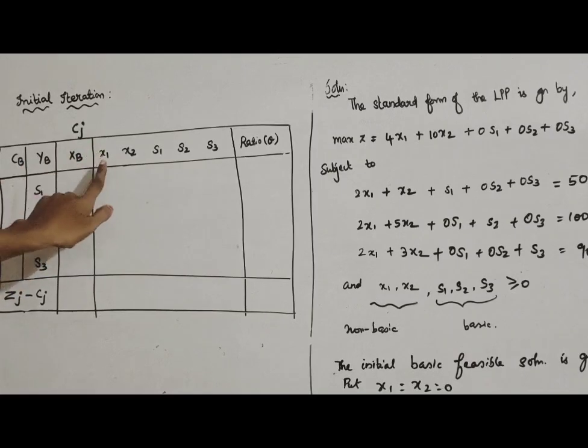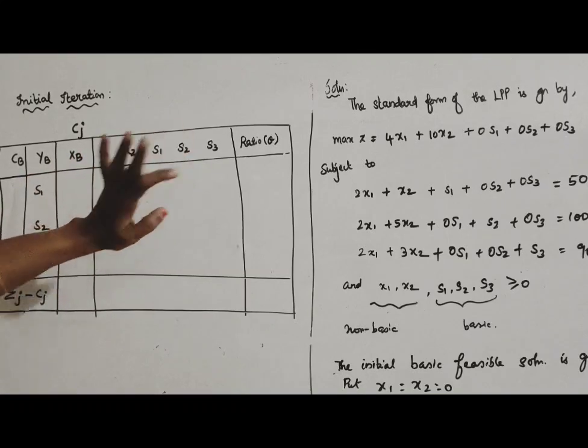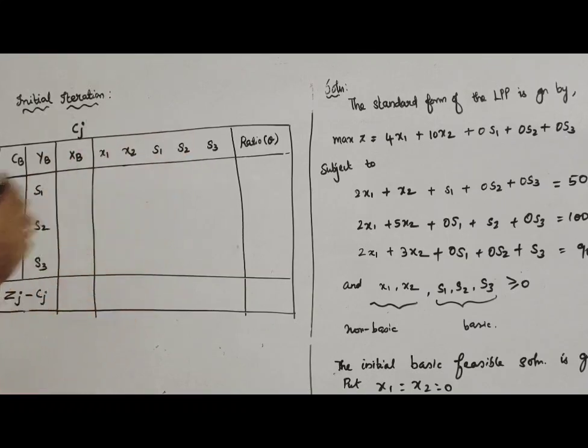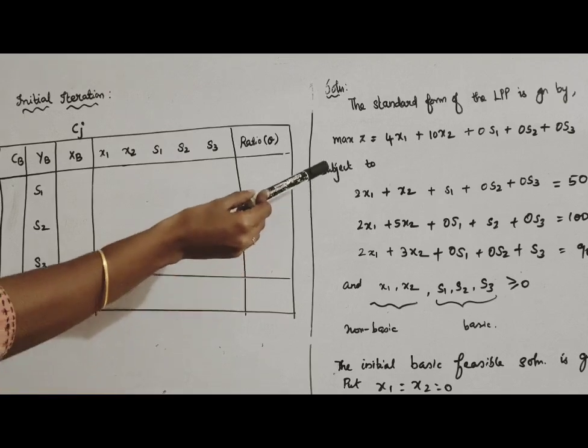You have to write all the variables used in this problem, that is x1, x2, s1, s2, s3. And you have to find the ratio. Here you have to find the value of Zj minus Cj. Let us discuss one by one. Here you are writing the Cj. This denotes the cost of the variables in the objective function.